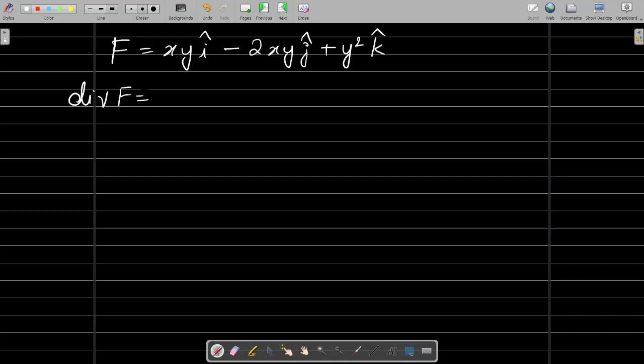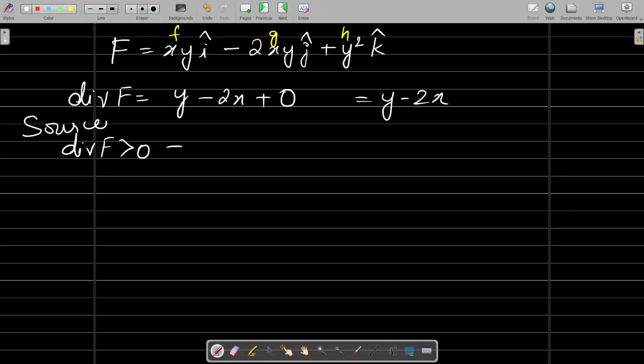So your small f is xy, g is minus 2xy, h is y square. So dou f by dou x is y, dou g by dou y is minus 2x, and dou h by dou z is 0. So your divergence of f is y minus 2x. You will have a source if divergence of f is greater than 0. So y minus 2x is greater than 0, that implies y is greater than 2x. So in this region where y is greater than 2x, you will have sources.